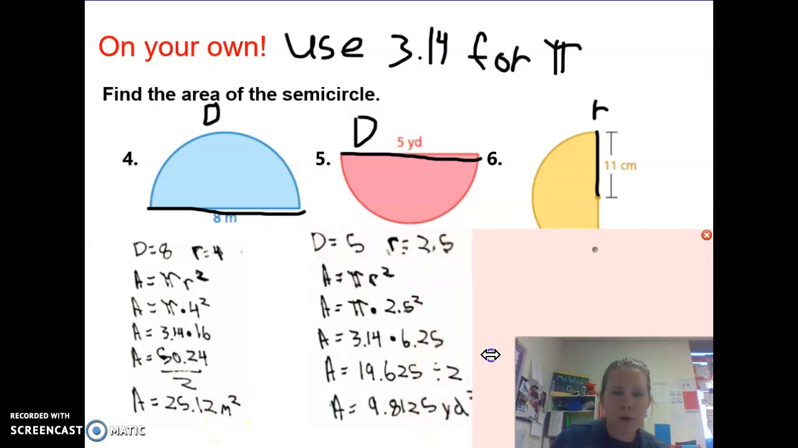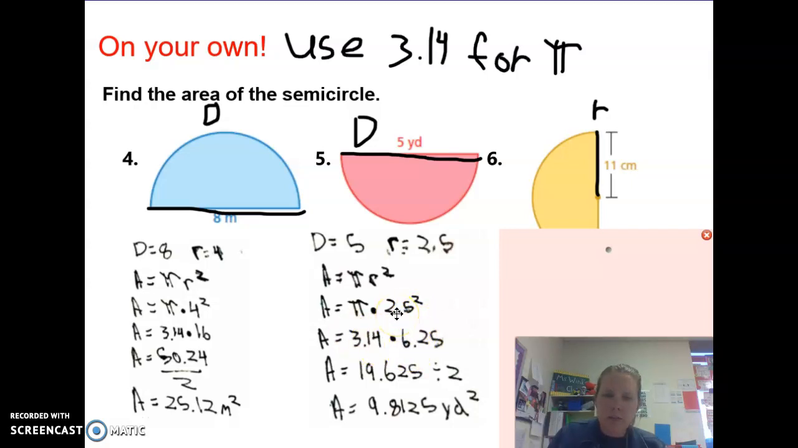For this 5th one, the same kind of thing applies because you have a diameter. Your diameter is 5. So when you take 5 and divide it by 2, you get 2.5. So again, use that formula, plug it into the original area of a circle. Keep as many decimals as you can.